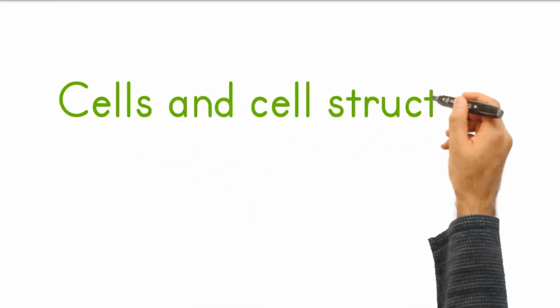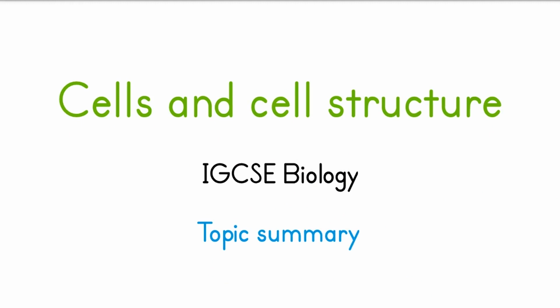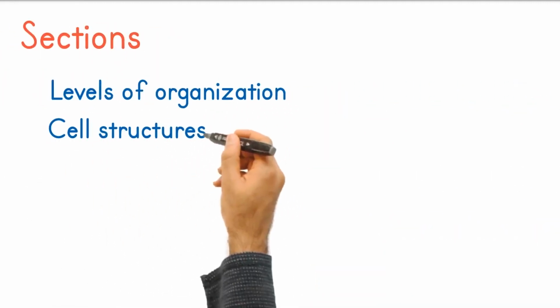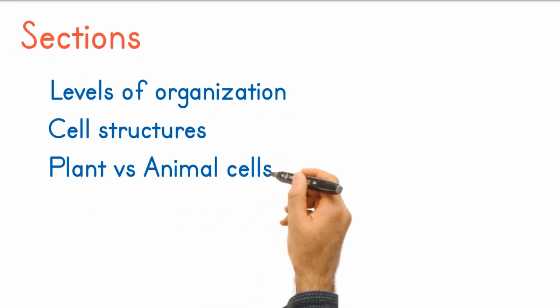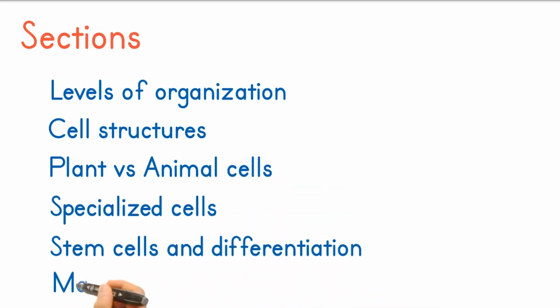Cells and cell structure. IGCSE Biology. Topics summary. Sections: levels of organization, cell structures, plant versus animal cells, specialized cells, stem cells and differentiation.